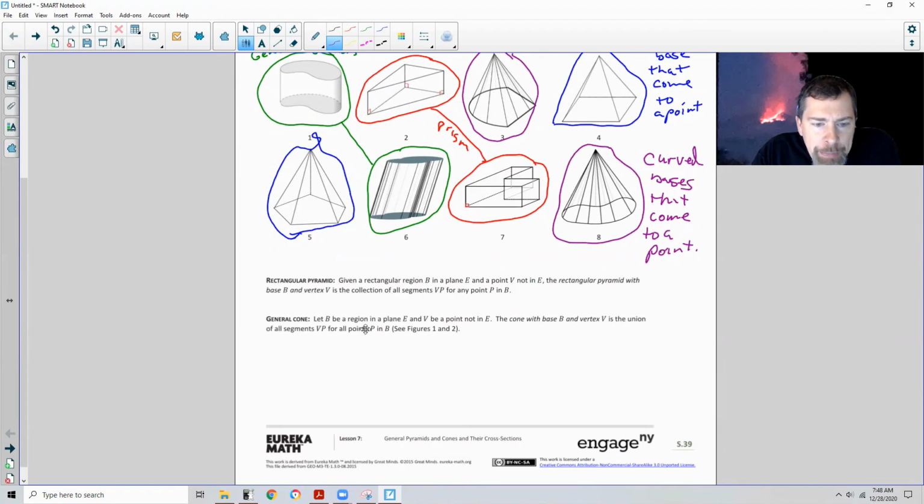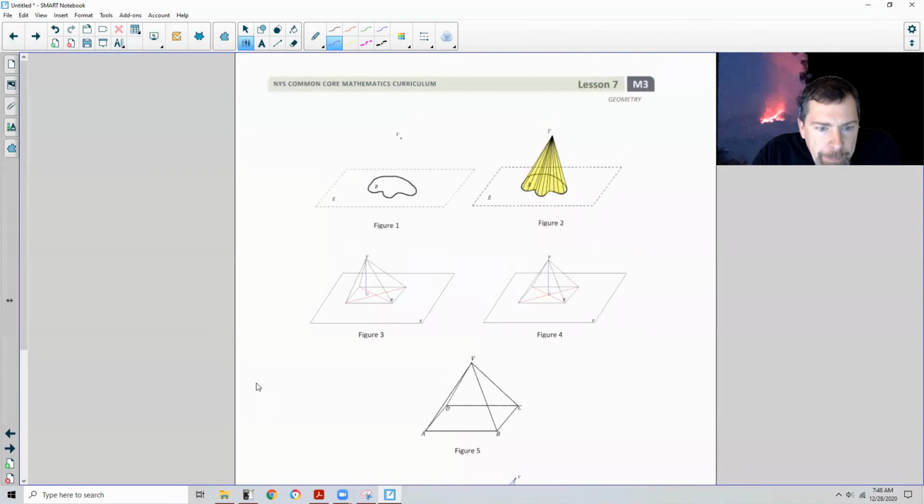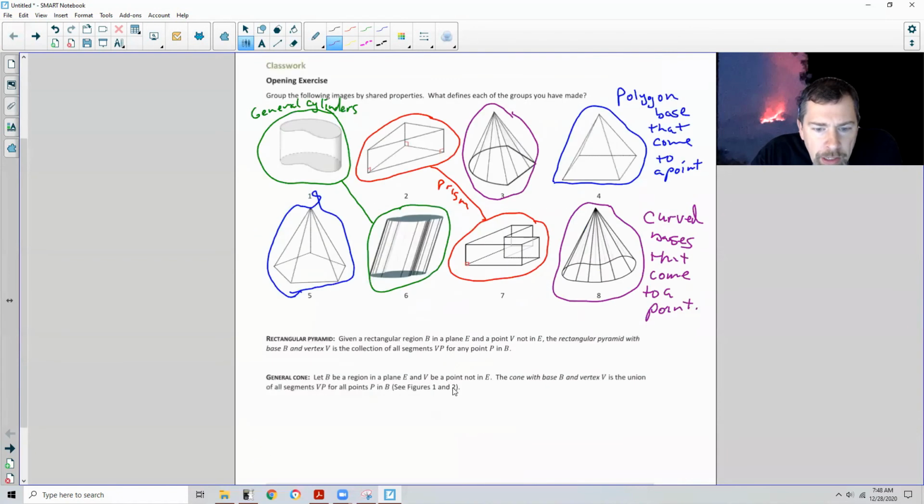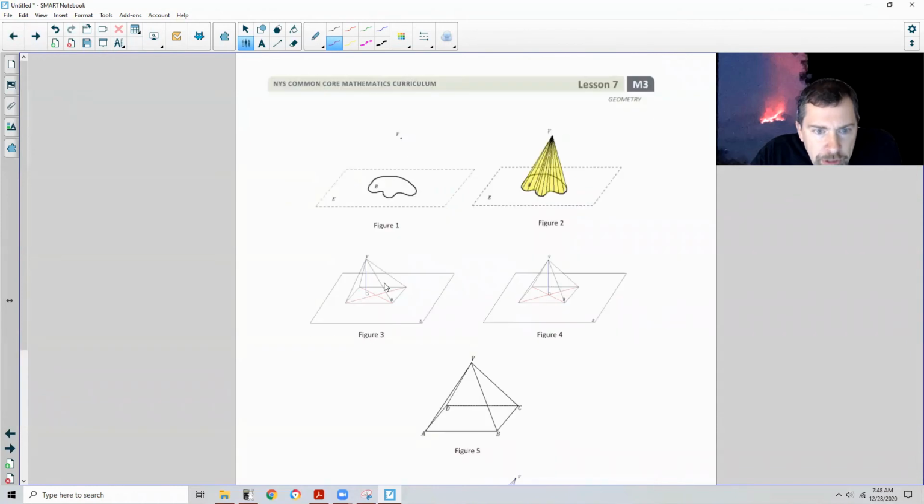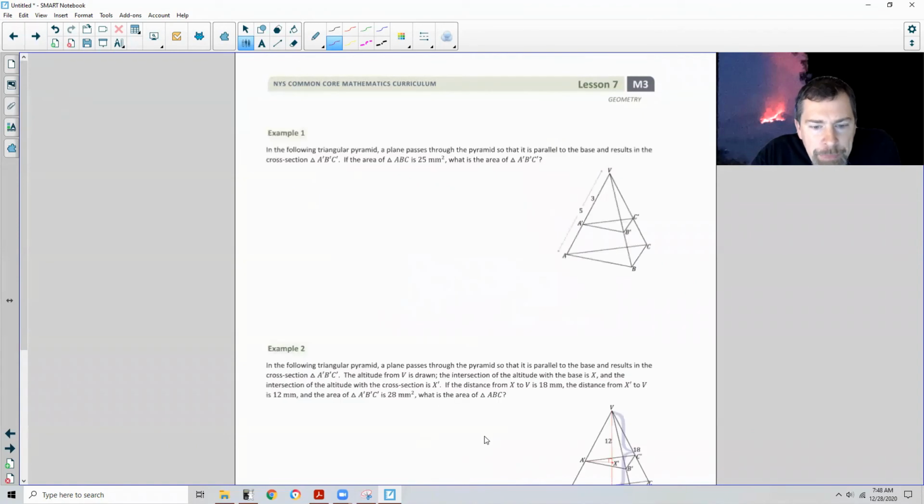So let B be a region in plane E. So here is B, this shape, in a region that's in plane E, okay? And V be a point not in E. Then I put V up here. Obviously, it's above this plane E up in space, okay?